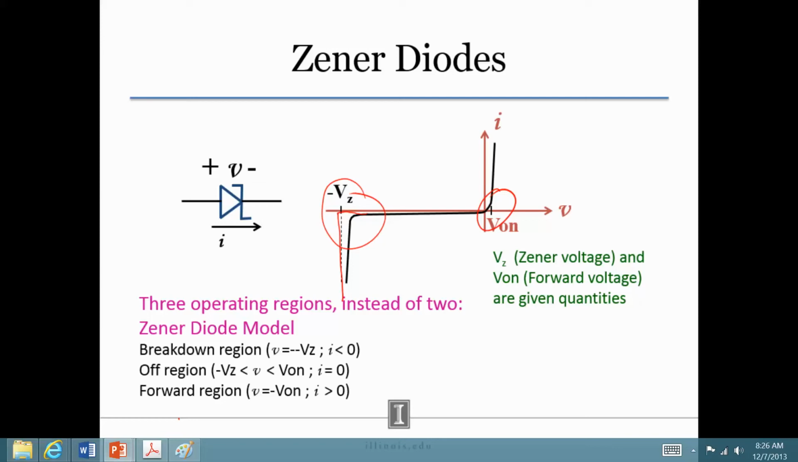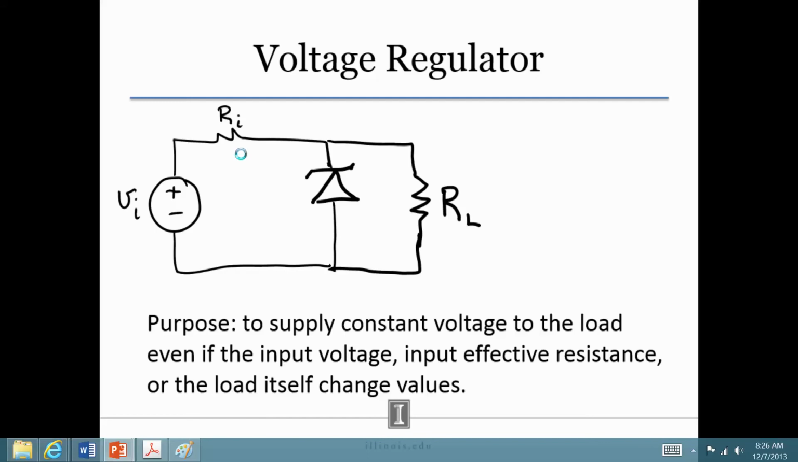So how sharp it is and the fact that we can control it in reverse bias becomes very useful in an application such as a voltage regulator. So what is the voltage regulator? The purpose of the voltage regulator is to supply constant voltage to the load here. Okay. What might that voltage be? Well, it's going to be V Zener, of course.